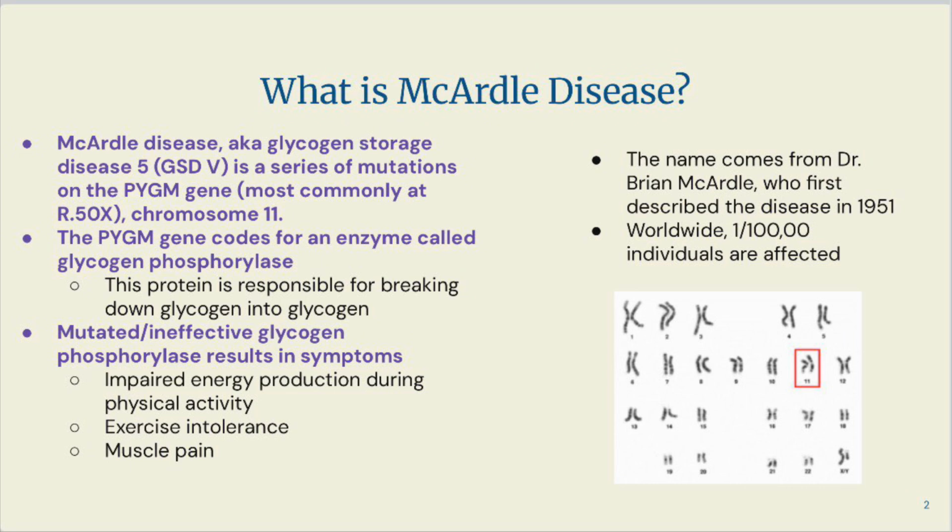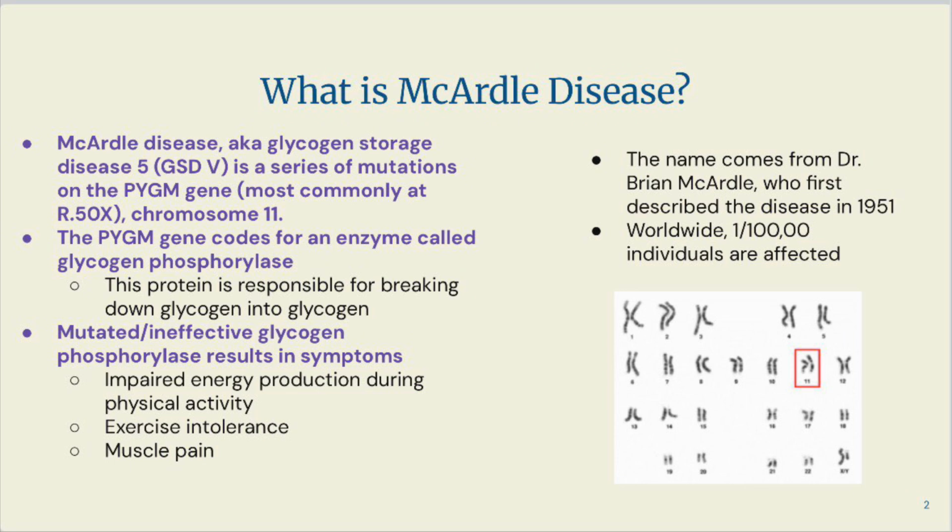So, what is McArdle disease? Well, McArdle disease, aka glycogen storage disease 5, or GSD5 for short, is a series of mutations on the PYGM gene, and the specific region it's most commonly found on is the R50X region. And this gene is located on chromosome 11.